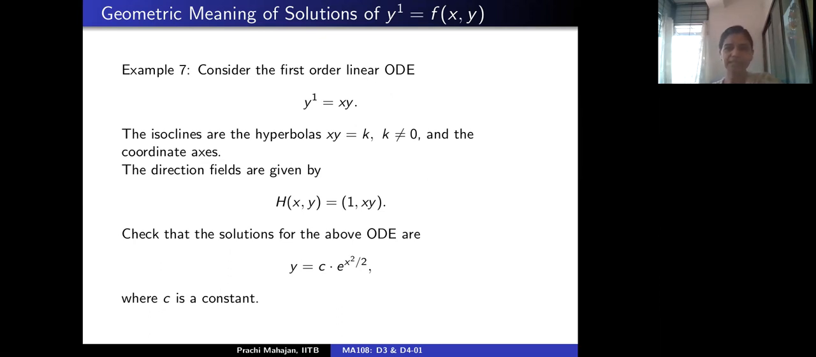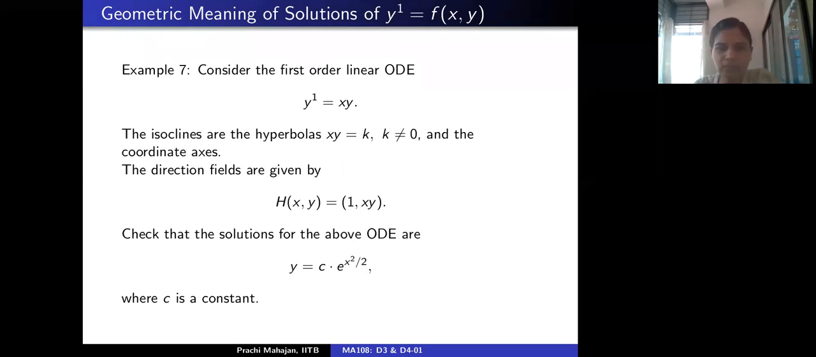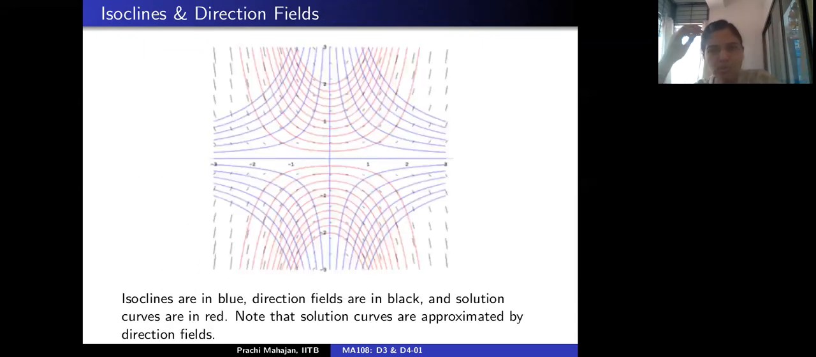The direction field is given by, as we all agreed, a domain of definition that is the entire plane R2. So at each point (x,y) of R2, you associate a short line segment at that point with slope the product xy, correct? So far so good, right? Let's see what we have on the next slide. In this picture, the isoclines are in blue, the hyperbolas and the coordinate axes. The direction field is in black.